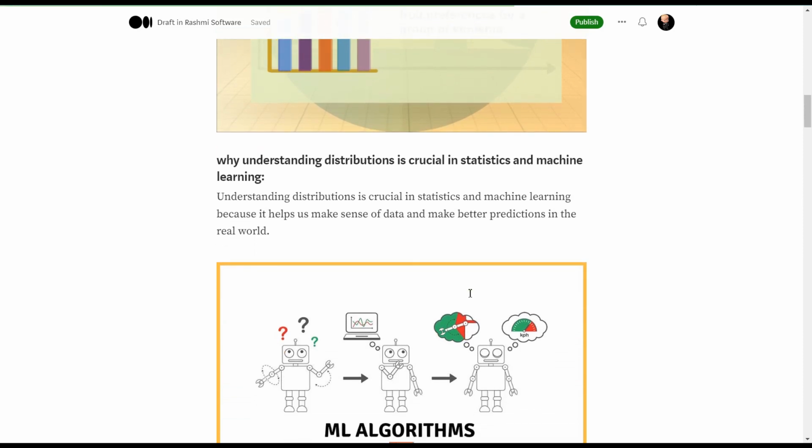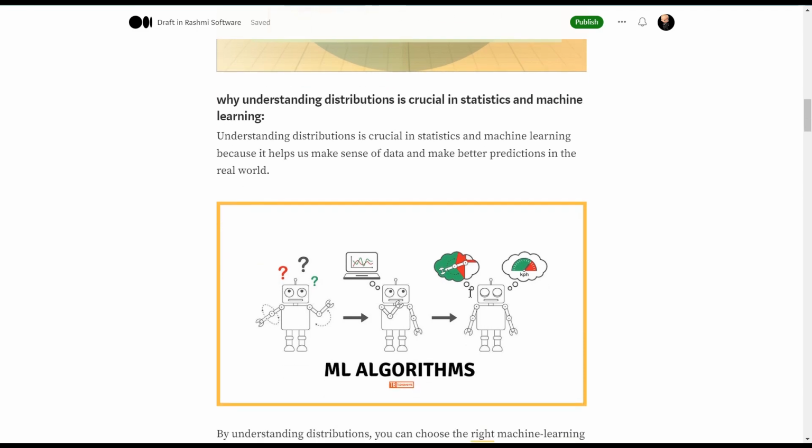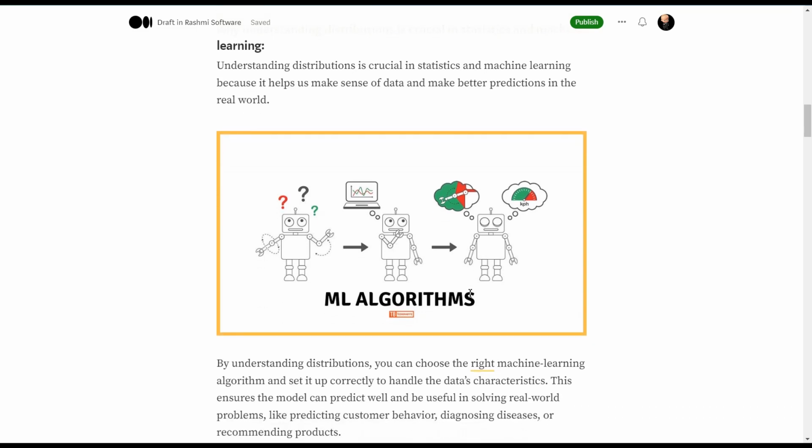Why understanding distribution is critical in statistics and machine learning. Understanding distribution is critical in statistics and machine learning because it helps us make sense of data and make better predictions in the real world. If we want to know the best algorithm to build or develop in machine learning, in this situation we should have an understanding of distribution. Without understanding distribution, we can't understand the best algorithm for building an ML model.